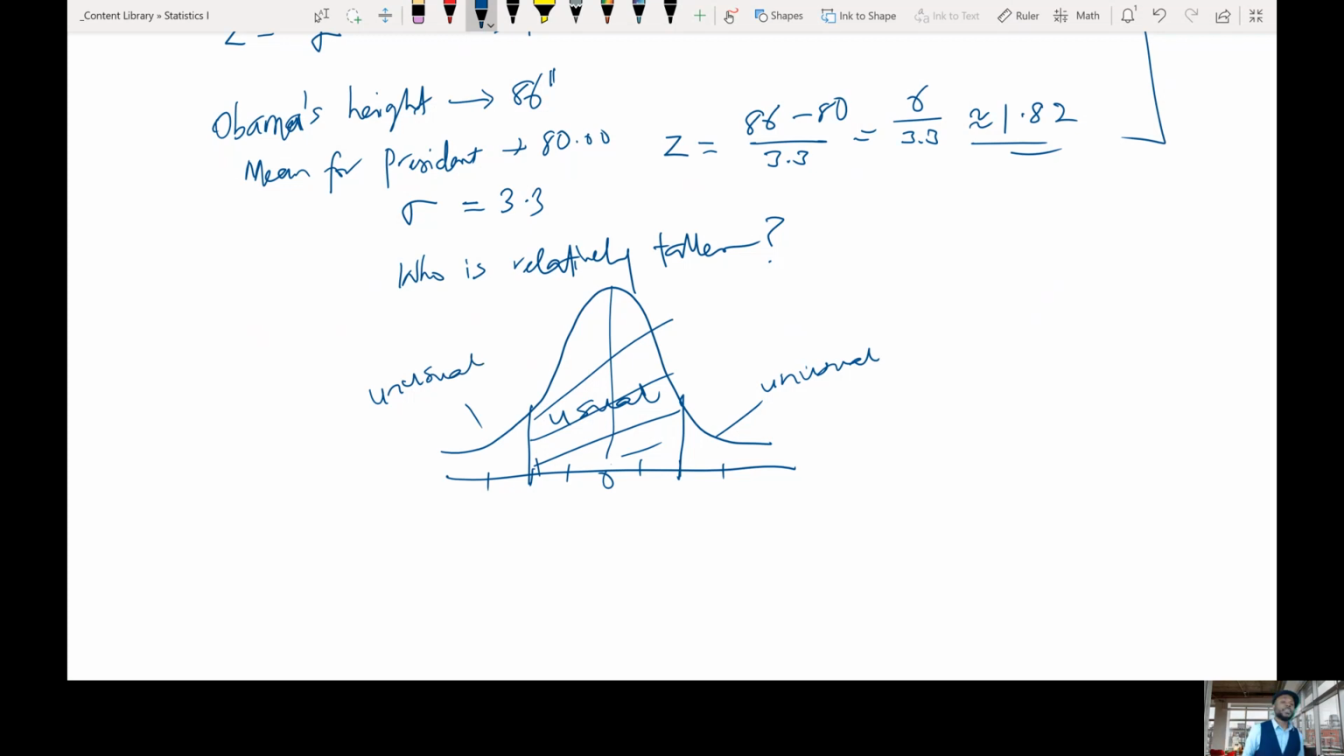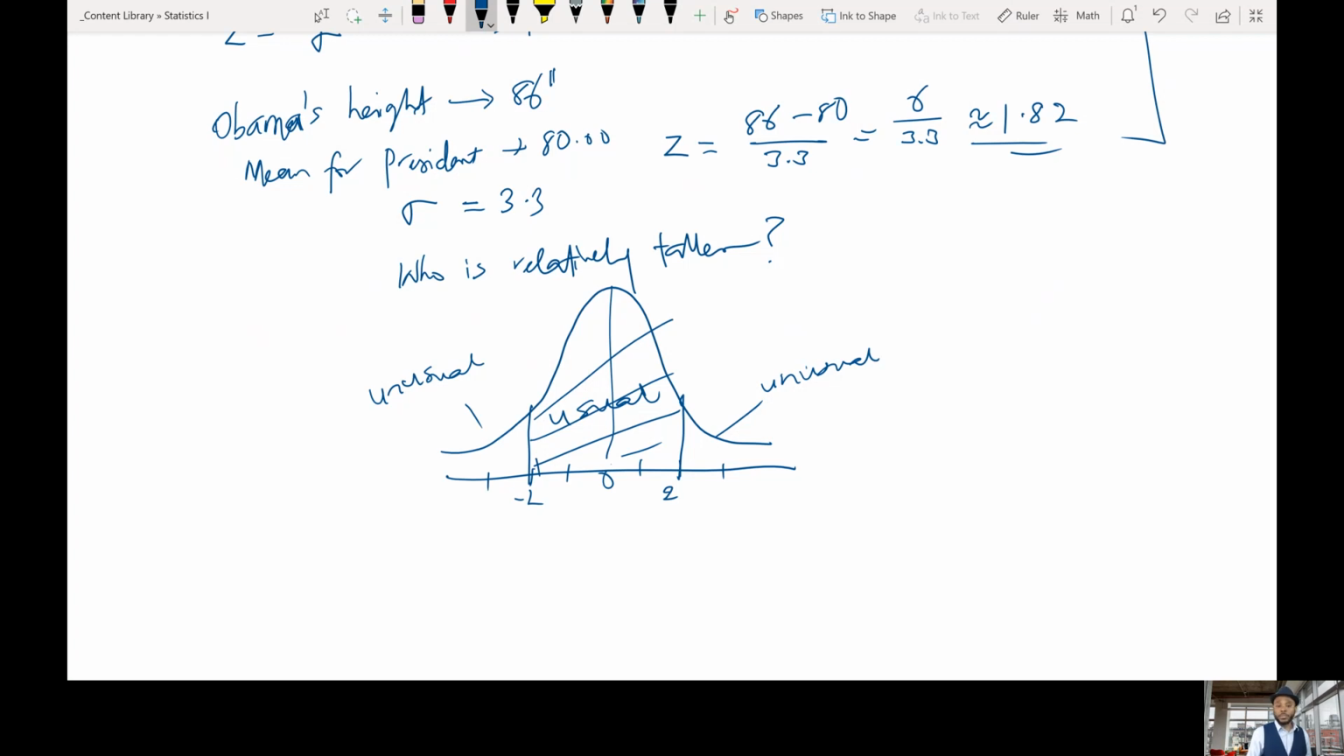Usual, we say it's likely. Unusual, we could say it's unlikely as well. So a z-score between -2 and +2 is considered usual or likely, and a z-score more than 2 standard deviations from the mean is considered unlikely or unusual.